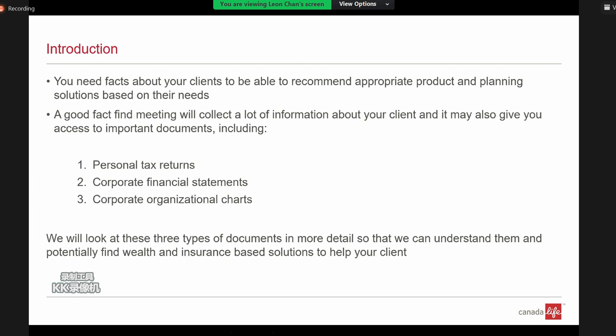Like if we're looking at that org chart and there's a trust in place or some sort of partnership in place, we know that, okay, in addition to the normal things we ask for, like the corporate tax return and the personal tax return, there are some items here that we may want to look at to understand how it's linked with their entire overall planning, right? So we will look into these three types of documents in a little more detail so that we can understand them better and potentially find wealth or insurance-based solutions to help the client.